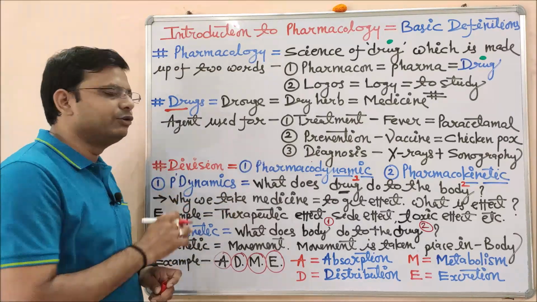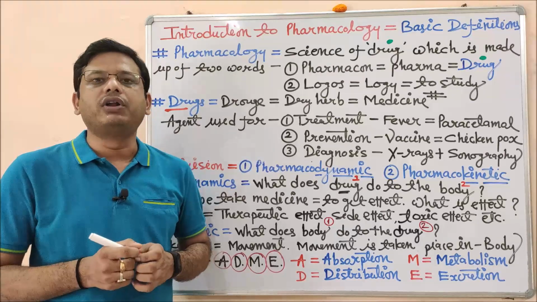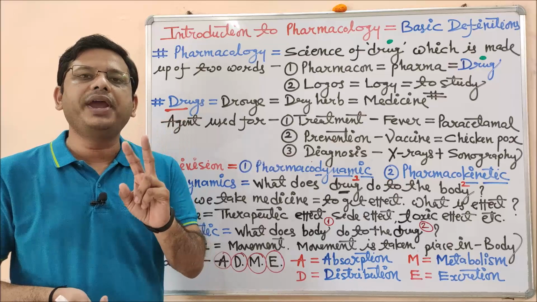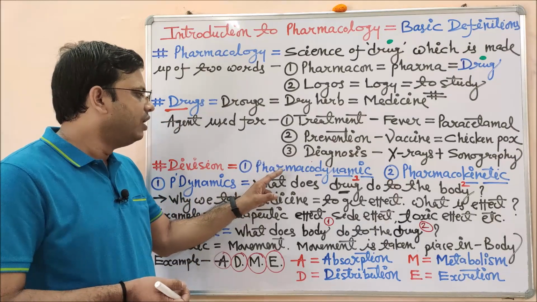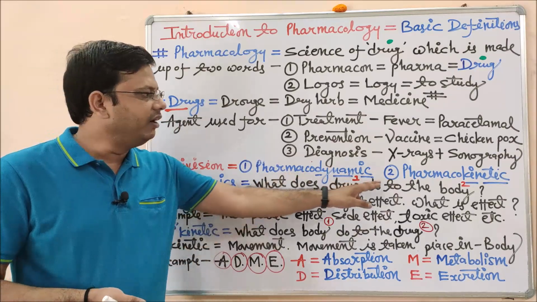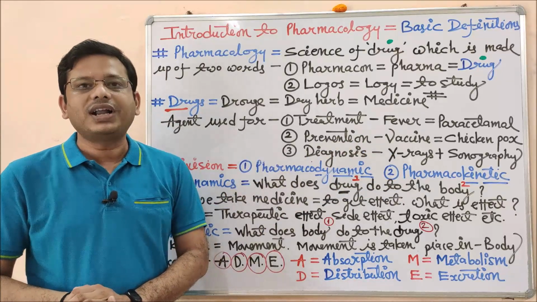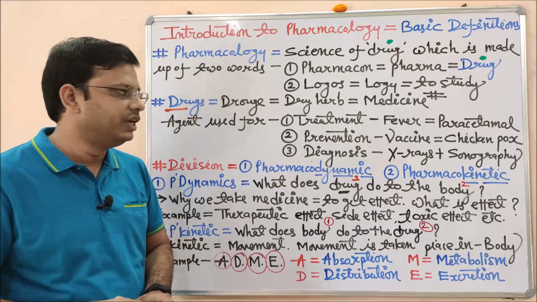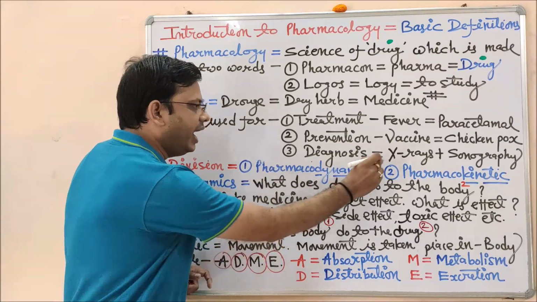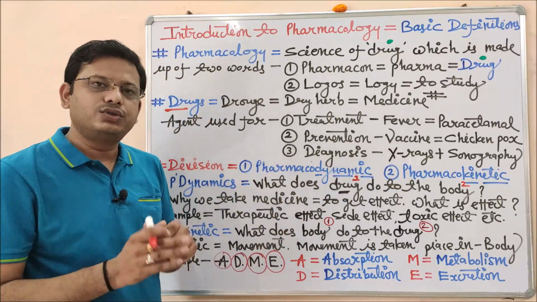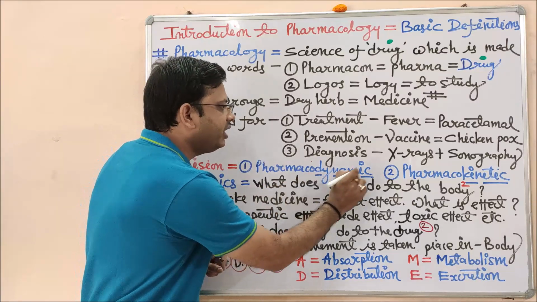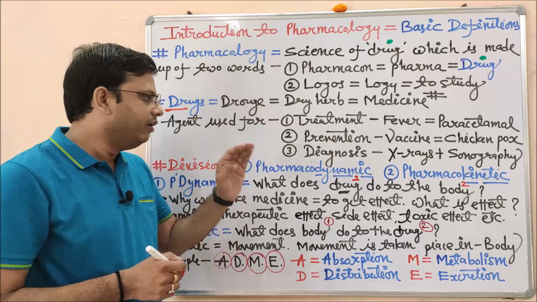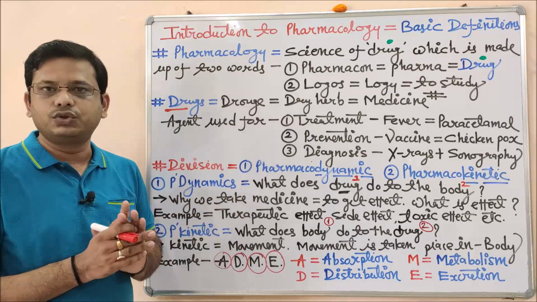Now coming to the division. If we want to classify or divide pharmacology, then we can divide it into two main parts. The two main parts are pharmacodynamics and pharmacokinetics. Now what are these? These are very important branches of pharmacology. The word pharma is common, so let's consider only dynamic and kinetic. What is the meaning of dynamic and what is the meaning of kinetic? We are going to study these two words.